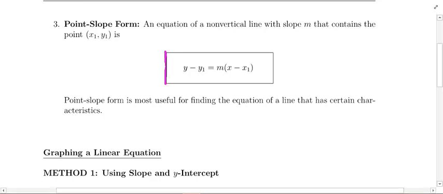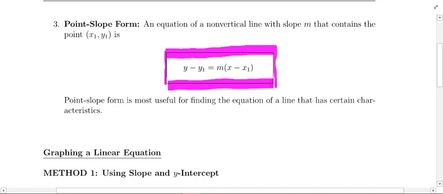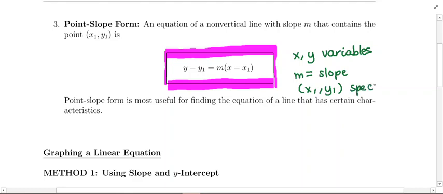So here's point slope form. It's pretty long. It's y minus y1 is equal to m times all of x minus x1. So the way you read these letters here, x and y are your variables. m is the slope of your line, and then x1, y1, that's a specific point on the line.